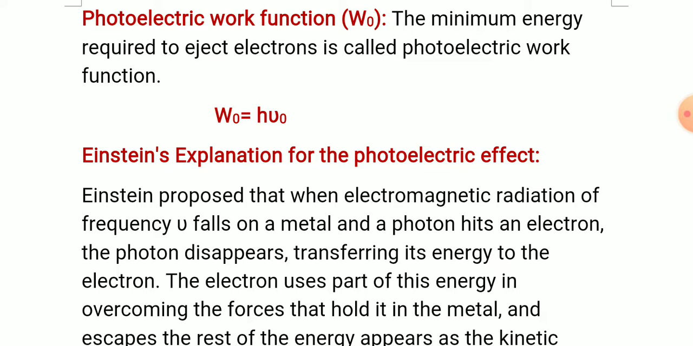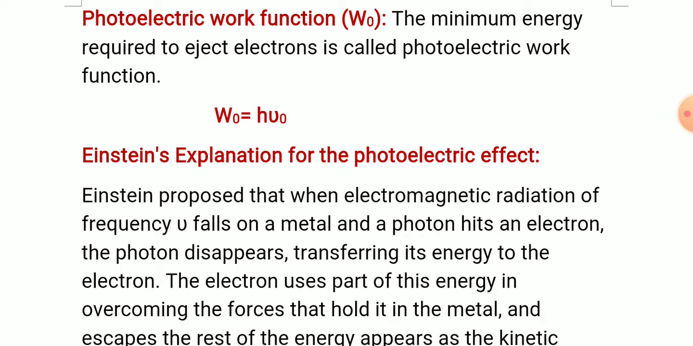I have told you that according to Planck, energy is equal to h nu. So here the work function is also energy, so you can write W0 is equal to h nu 0, where the frequency is nu 0. That's why W0 is equal to h nu 0. This is the work function, the minimum energy to eject electrons.